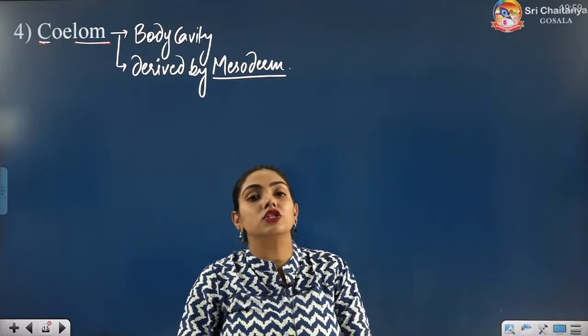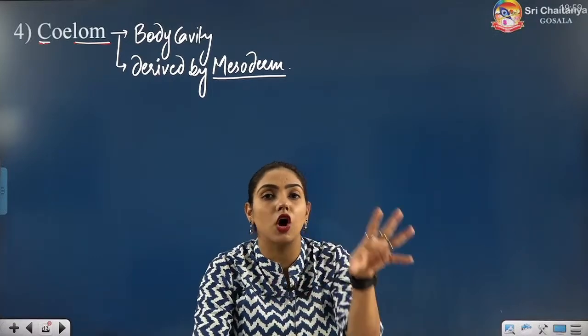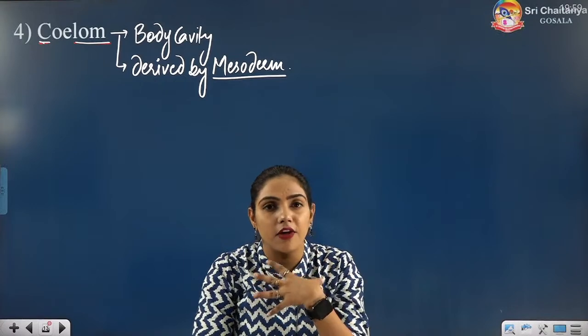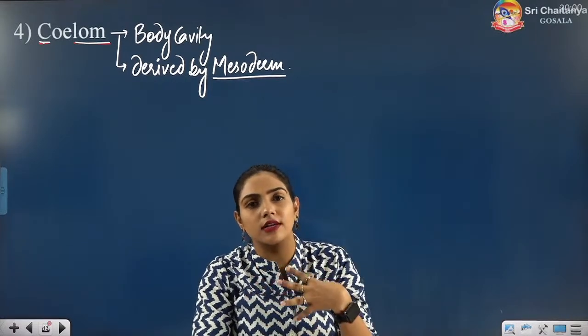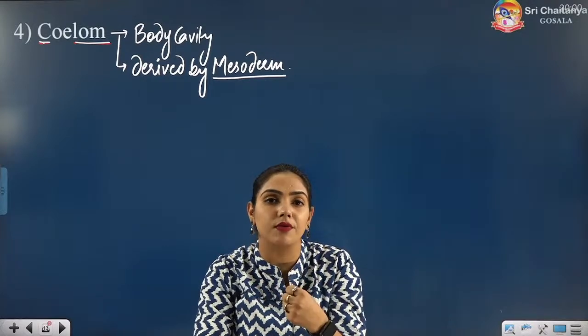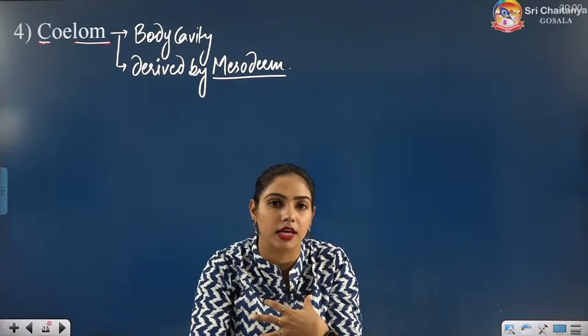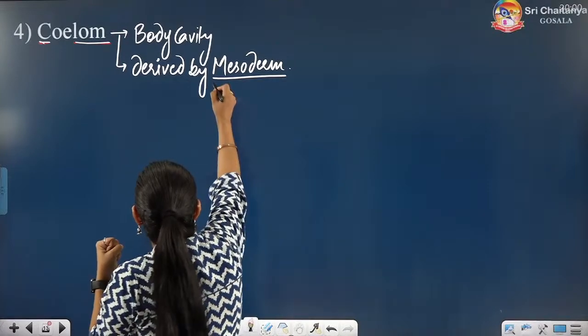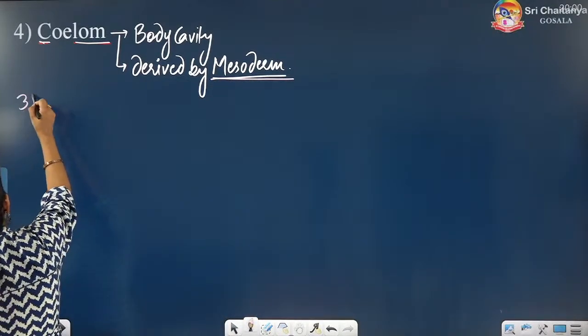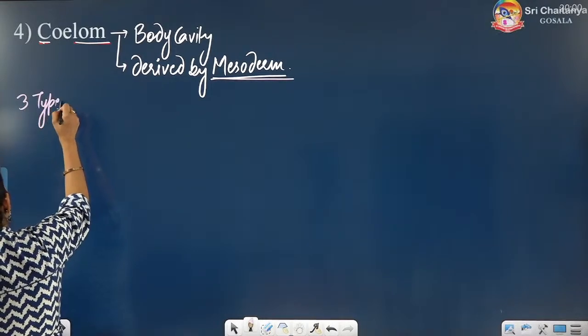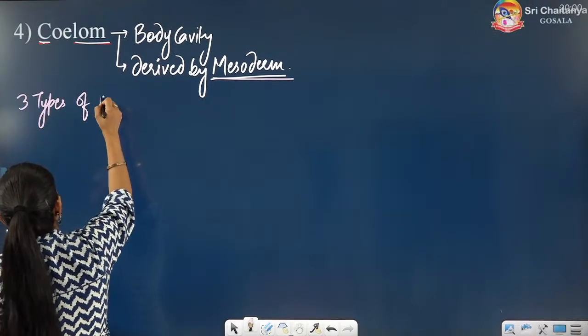So on the basis of this coelom, all the organs are situated in the coelom, everyone, in the space inside the body. This space is formed by the mesoderm layer. So on the basis of coelom, we have three types of organisms.